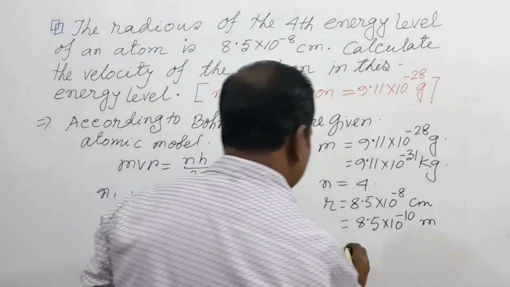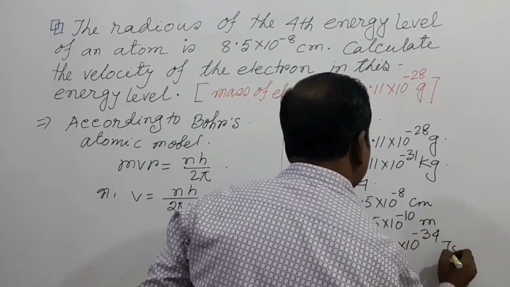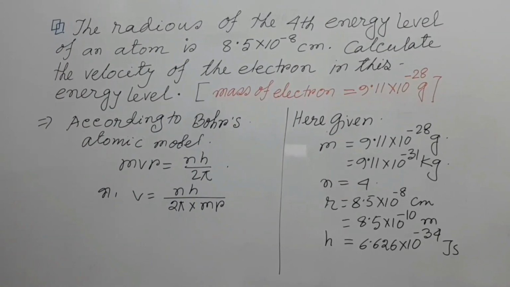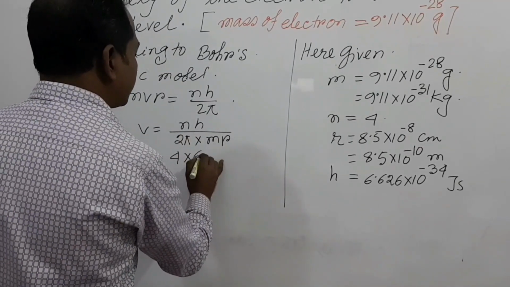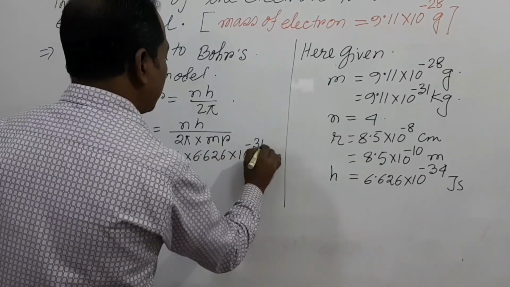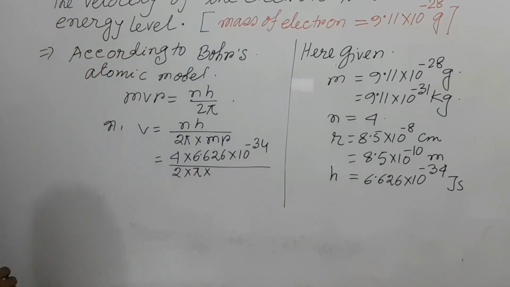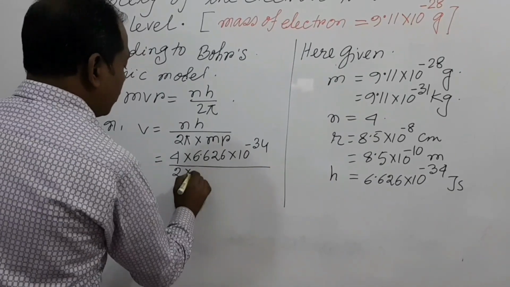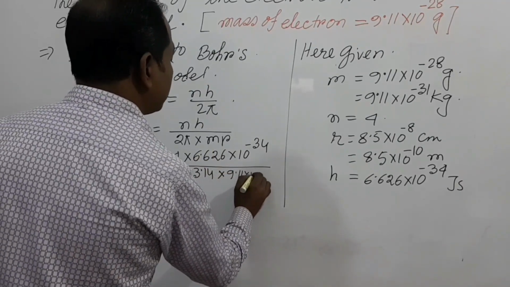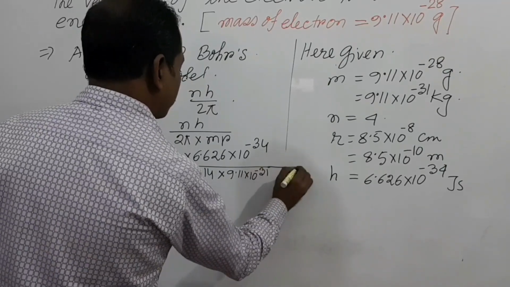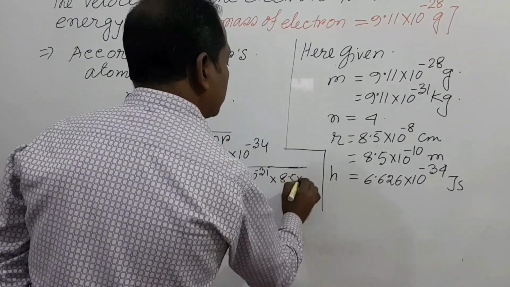And what is the value of h? h is Planck's constant, and the value of Planck's constant is 6.626 × 10^-34 joule second. So we calculate the value of velocity: n = 4, Planck's constant 6.626 × 10^-34, divided by 2 × π, where the value of π = 3.14, times the mass of the electron, 9.11 × 10^-31, and the radius of the atom, 8.5 × 10^-10.